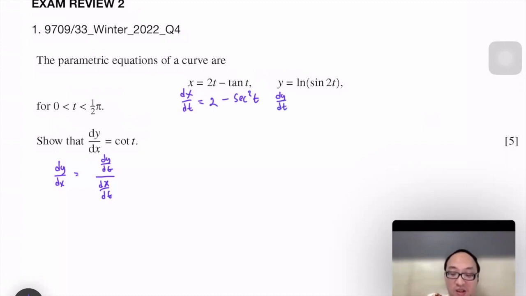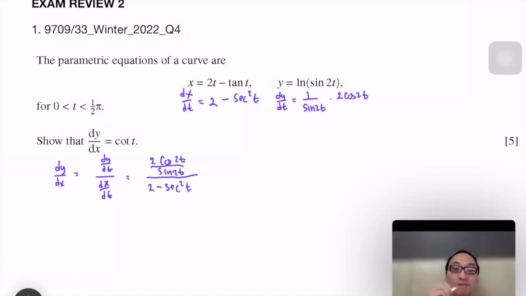So 2t becomes 2, and tangent becomes secant square t. The dy/dt is equal to the derivative of ln, which is 1 over sine 2t, times the derivative of sine 2t, which is 2 cos 2t. So we can put into the formula: 2 cos 2t over sine 2t, per 2 minus secant square t. Now, the question asks about cotangent t.